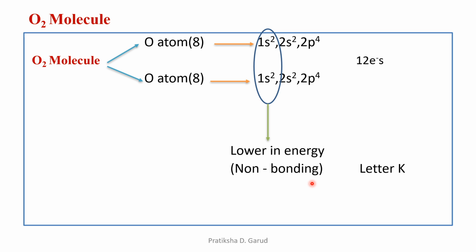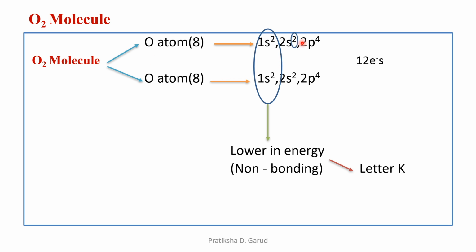So as they are non-bonding, while writing the MO electronic configuration, we have to use the letter K. Why letter K? Because these electrons, they are present in the first shell, which is known as the K shell. And there are 2 1s atomic orbitals, that's why the letter K is repeated. Then we can say that the 2s and the 2p of the first oxygen and the 2s and the 2p of the second oxygen, only they are used for the bonding purpose.